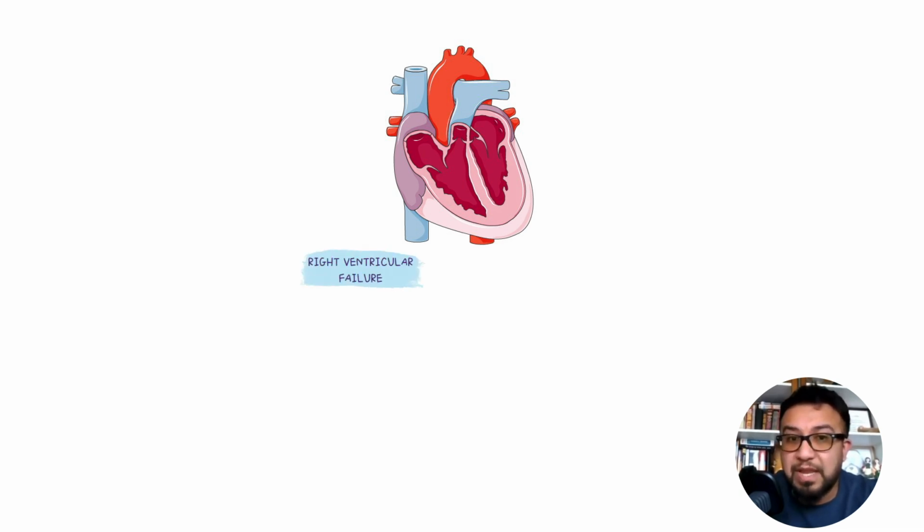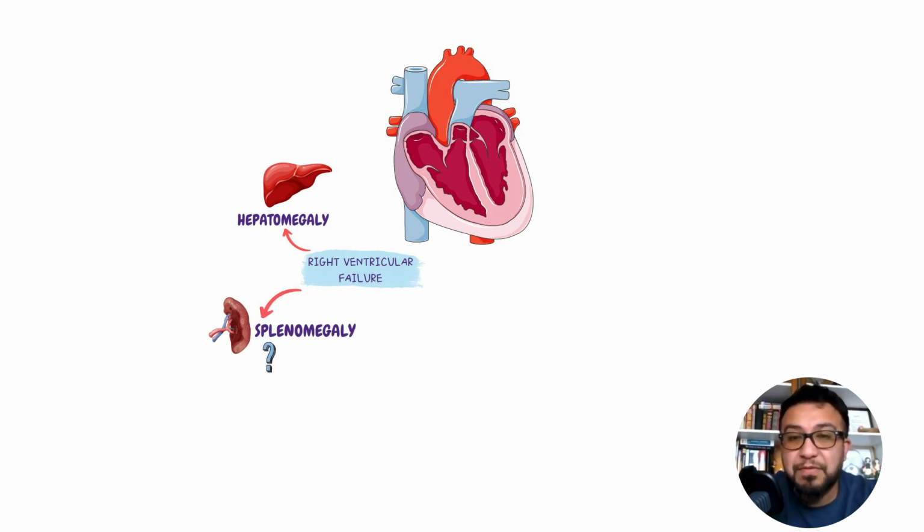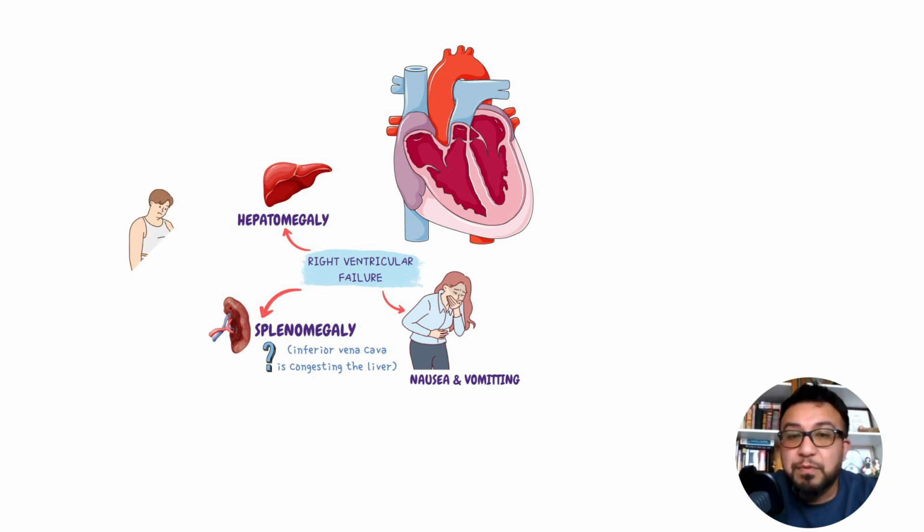Patients should understand that in right ventricular failure, they'll develop hepatomegaly, or the liver getting bigger, and splenomegaly, the spleen getting enlarged as well. This happens because the inferior vena cava is backing up, or congesting, the liver. The patient will also develop GI discomfort like nausea and vomiting. The patient will also develop fluid retention and weight increase. And remember that 1 kilogram of weight equals 1 liter of fluids.